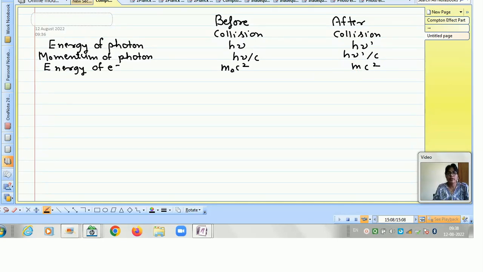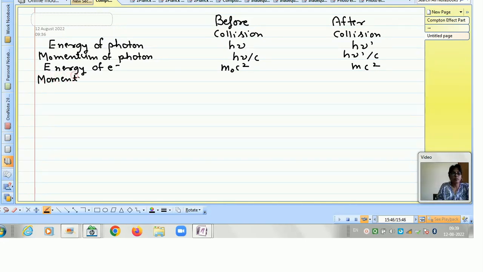It is no more at rest. Before collision, or at the time of collision, we have assumed that the electron is at rest, but now we are saying that the electron is not at rest, because it will also move and gain a certain velocity v, so the mass will also change. This is the relativistic effect. Therefore the rest mass is m naught, but when it gains some high velocity, the mass also changes with the velocity. This is the relativistic effect. So now it is mc square. And then the momentum of the electron.